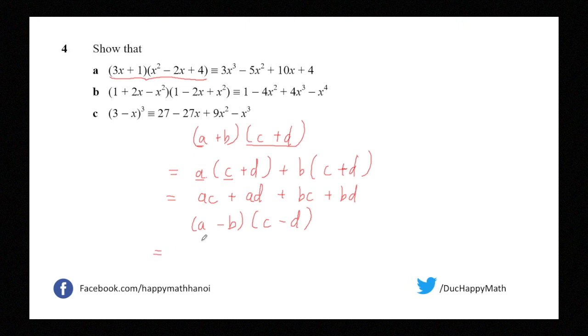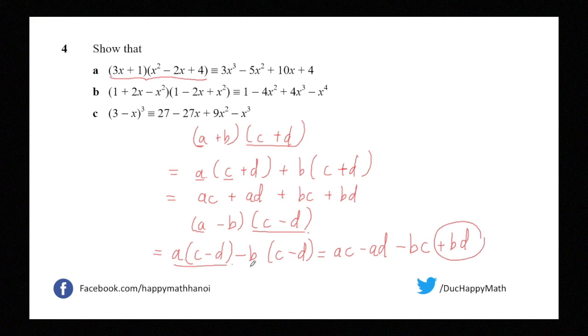How about (A minus B) and (C minus D)? It's the same way. I want to times A with the second bracket first, A times (C minus D), and minus B times (C minus D). Then you expand the bracket: AC minus AD, minus BC, and minus B times minus D means plus BD. Okay, the most common mistake here: minus B times minus D equals plus BD.